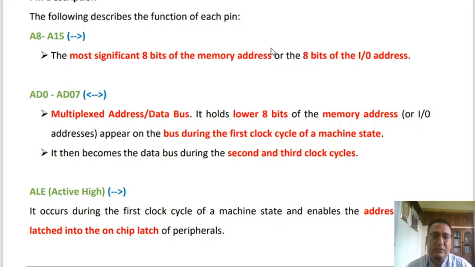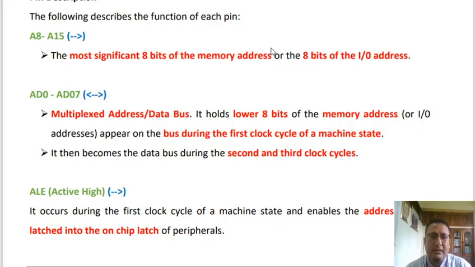Now, AD0 to AD7 is used to hold the least significant 8 bits of the address in the first clock cycle of a machine state, or 8 bits of the IO address. Now, these are bidirectional in nature. And subsequently, in the second and the third clock cycle of a machine state, it is used to hold data.